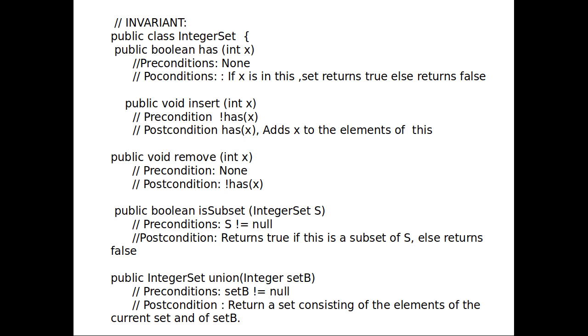Similarly, remove, right? Precondition is none. They might be surprised at that. What is that telling us? What case might we be in if we didn't have this precondition? As users of this class, what thing might we be worried about? If something exists, or doesn't exist.